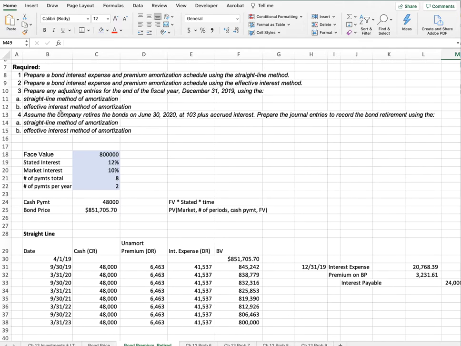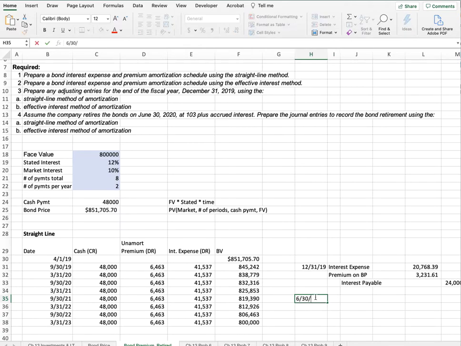Okay, on the 4th, assume the company retires the bonds on June 30th, 2020 at 103 plus accrued interest. Prepare the journal entries to record the bond retirement using the straight line and the effective interest methods. So let's do the straight line first.